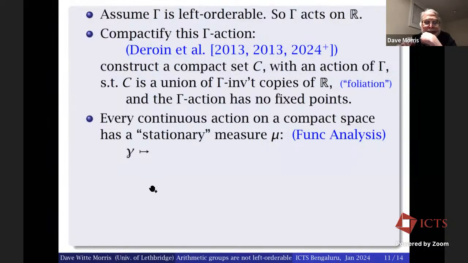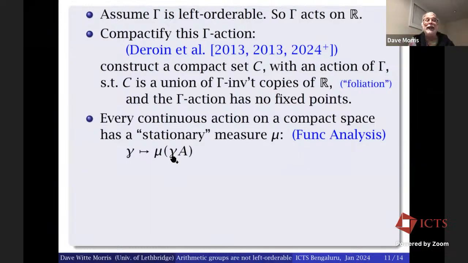To say that a measure is stationary for the action of gamma means the following. Pick some subset of C, let me call it A. Look at the measure not just of A, but of the translates of A. For each gamma, look at the measure of the set A translated by gamma. That's a function on gamma. To say that the measure is stationary exactly means that this function is harmonic.